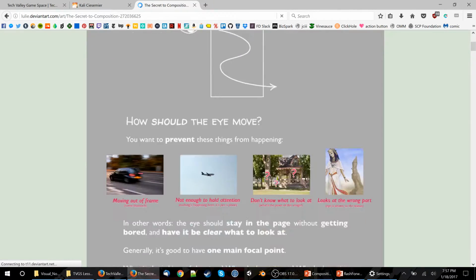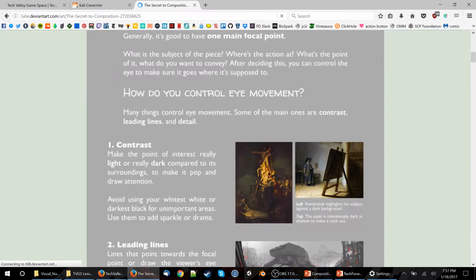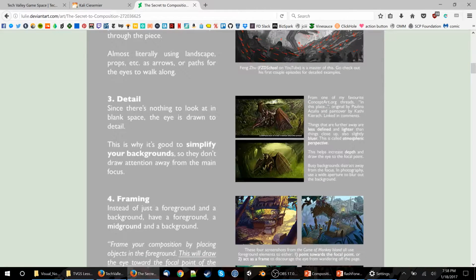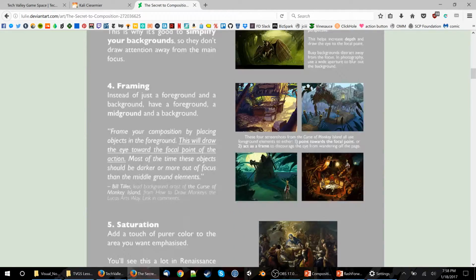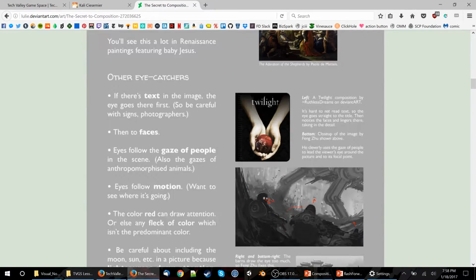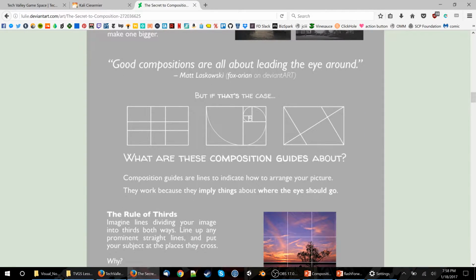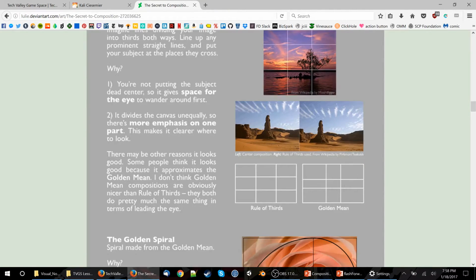So the secret to composition, and you just scroll down and read all of the stuff they've got to talk about. You're talking about lines and saturation and contrast and fading out your background to make a more interesting composition and things like this. If you put text into an image, then the humans are going to read that first. So be careful. Stuff like that. So here, they've got this thing, right? And these lines here and these lines, and it's all working towards making a good composition.